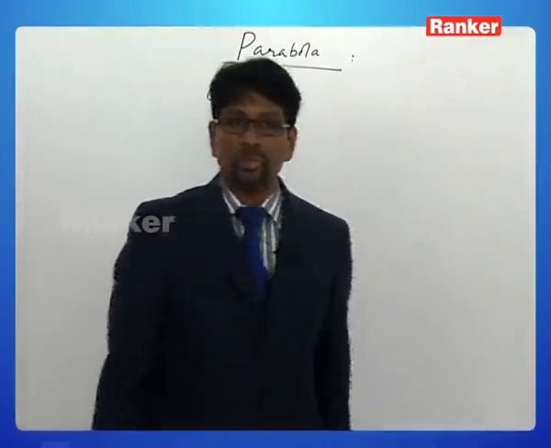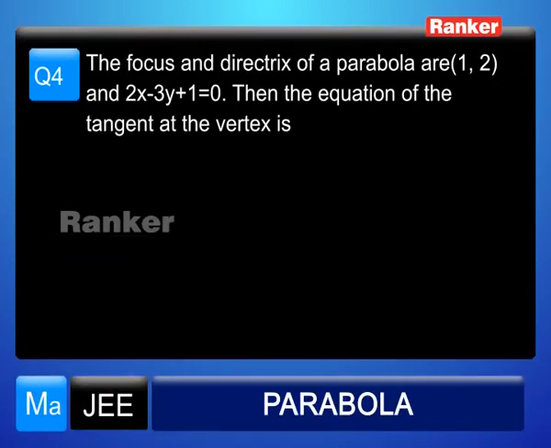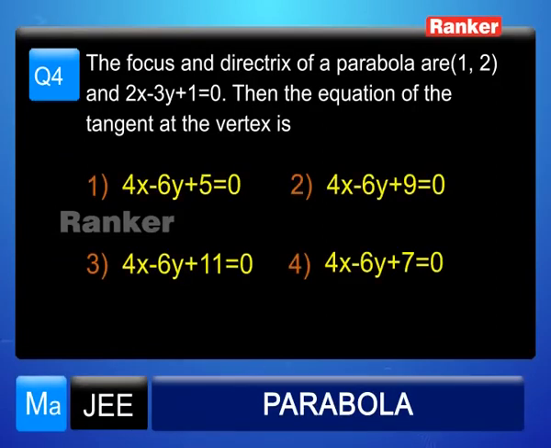Let's move to the next question. Question number 4. The focus and directrix of a parabola are (1, 2) and 2x - 3y + 1 = 0. Then the equation of the tangent at the vertex is: first option, 4x - 6y + 5 = 0. Second option, 4x - 6y + 9 = 0. Third option, 4x - 6y + 11 = 0. And fourth option, 4x - 6y + 7 = 0.